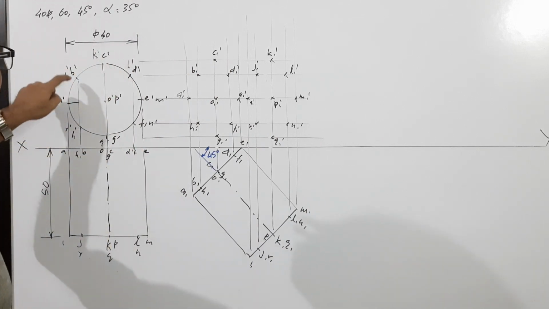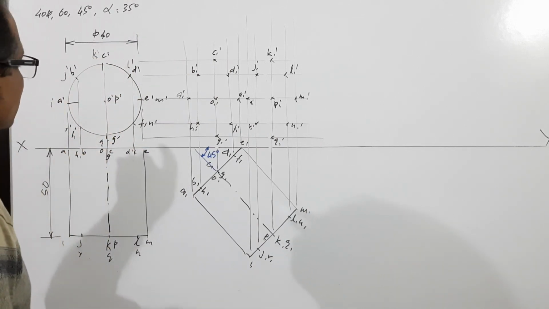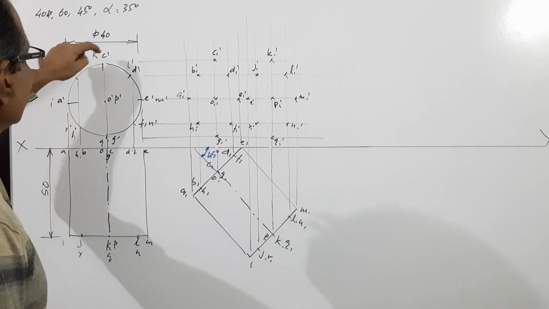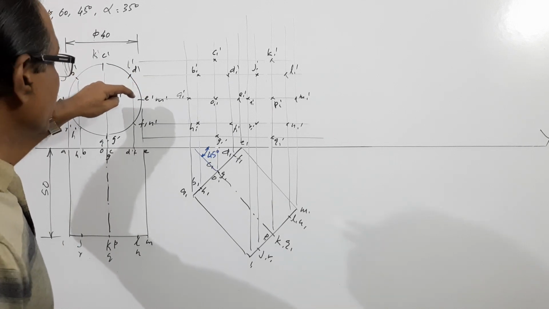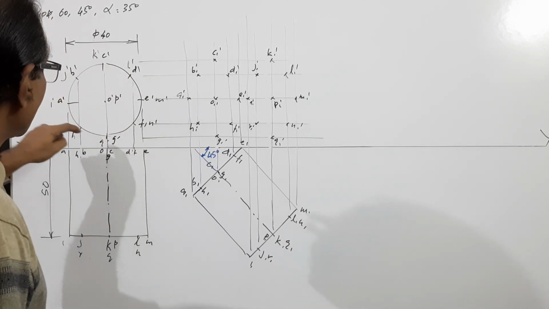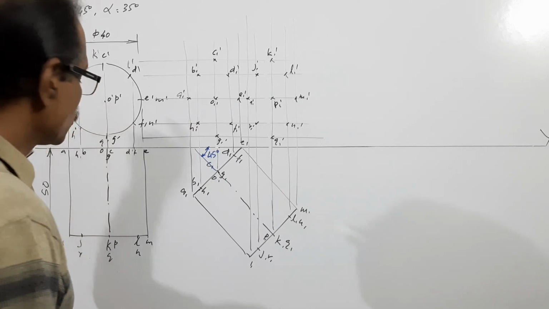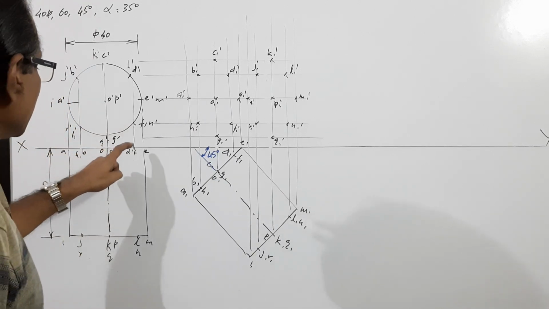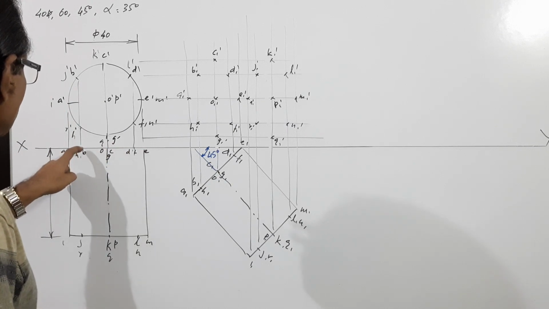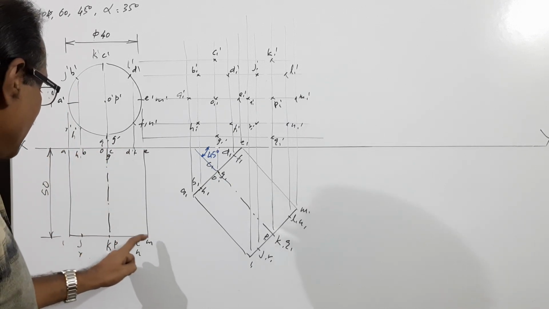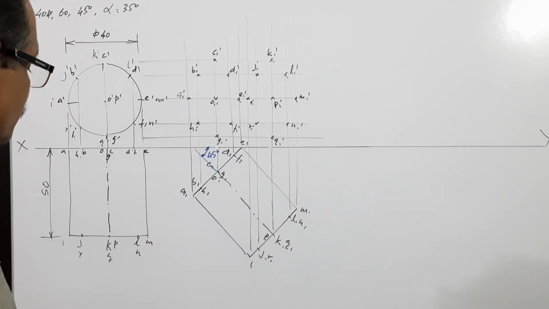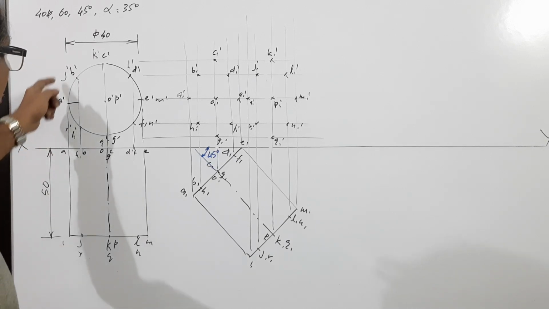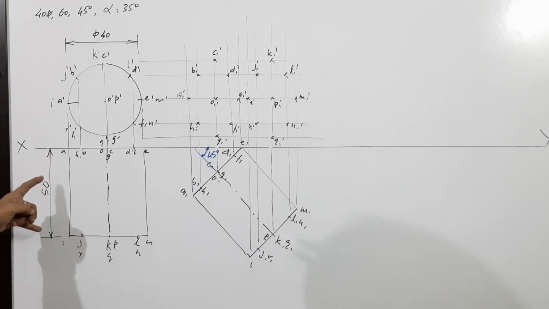A dash, B dash, C dash, D dash, E dash, F dash, G dash, H dash on one side, I dash, J dash, K dash, L dash, then M dash, N dash, Q dash, R dash, and the axis O dash, P dash. Now in the plan: A, B, C, D, E, F, G, H, I, J, K, L, M, N, Q, R. Agreed? Elevation and plan, 50 mm, 40 mm diameter.